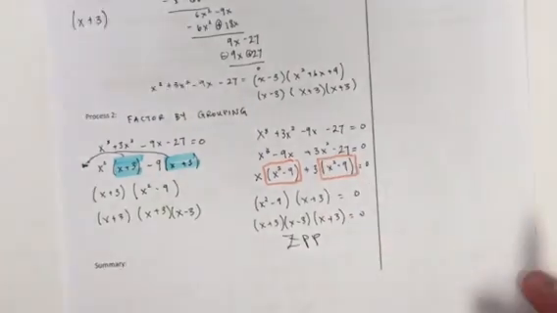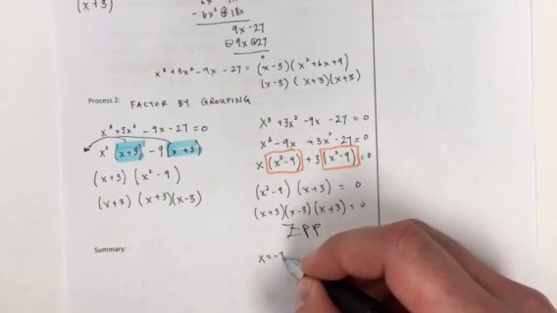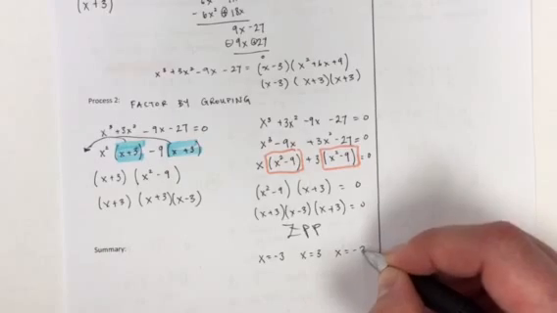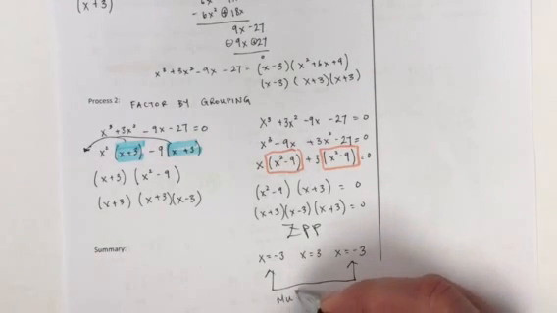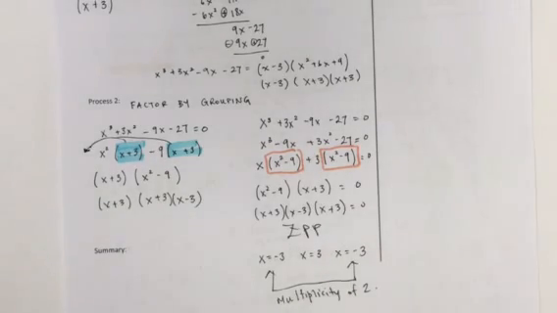If we build off of some of the things that we learned today, the solution set would be x equals negative 3, x equals positive 3, and x equals negative 3 again. This would count as a multiplicity of 2, just to build in that vocabulary from earlier today. So pause, take a moment to reflect and think about this. Thank you.